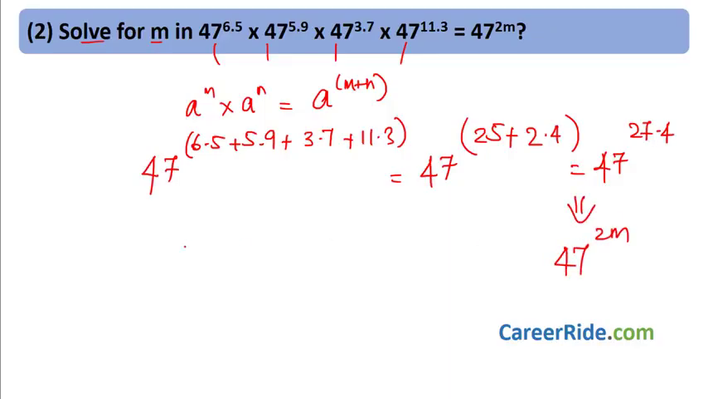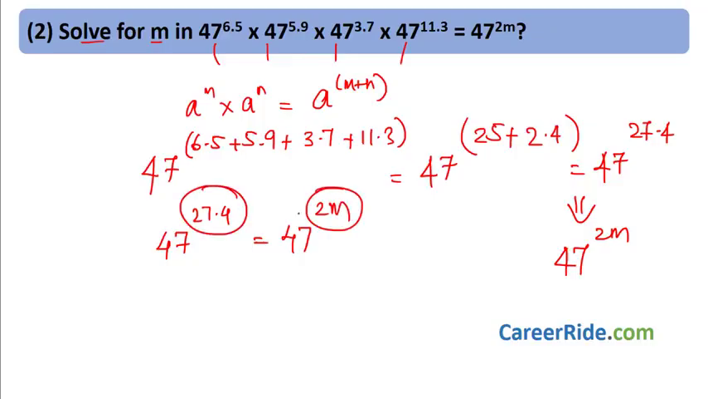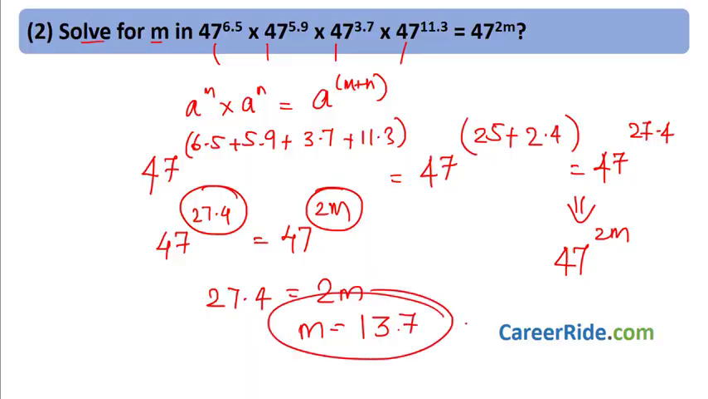So comparing, what do we have over here? 47 raised to 27.4, and here we have 47 raised to 2m. Since the bases are the same, we can compare the powers. So 27.4 would be equal to 2m, m would be equal to 13.7. See how easy it was.